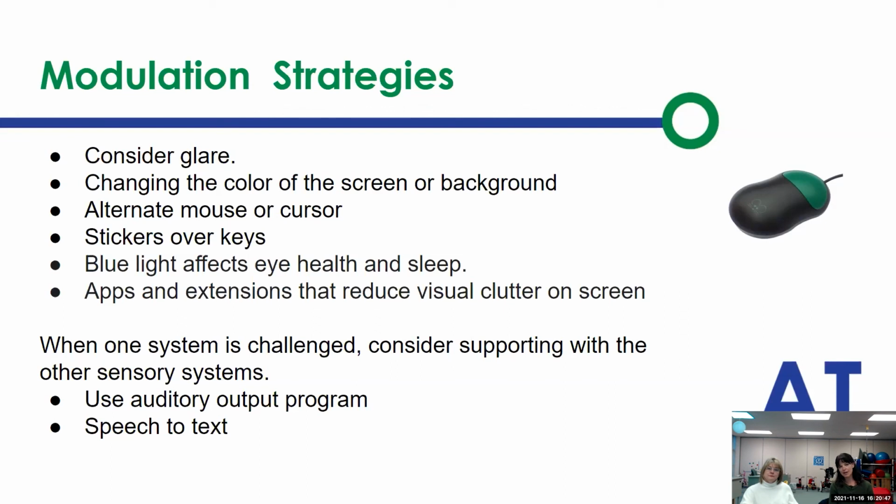Another thing I want to talk about is, when one system is challenged, consider supporting the other sensory systems. So if your visual system is challenged and it's super hard already for you to visually locate, and you've got those letter reversals going on and there's glare going on, you could always do an auditory output program, and you can listen to something read to you, or you could do speech to text, and instead you can dictate and then have it type.